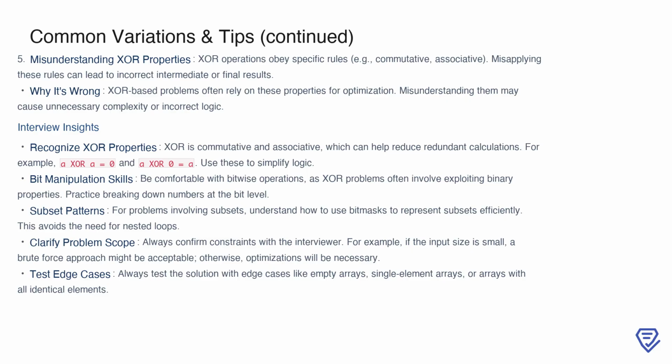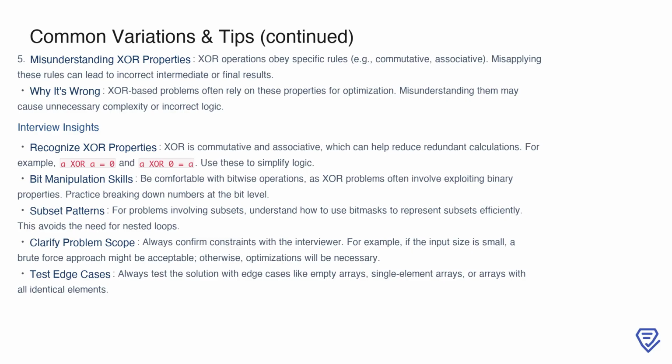Speaking of XOR, it's crucial to be comfortable with bitwise operations. Many XOR-related problems rely on manipulating numbers at the binary level, so practicing bit manipulation can give you a significant advantage. Additionally, for problems involving subsets, bit masking is a powerful technique. It represents subsets efficiently and avoids the need for nested loops.